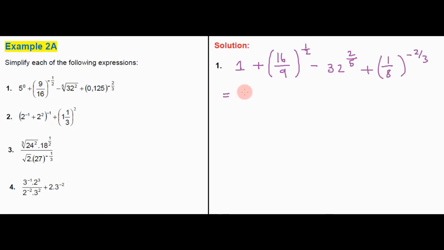So this is equal to 1 plus, now we can use prime factors of 16 and 9. 2 to the 4 gives us 16, and 3 squared gives us 9. This is all raised to the power of a half. Then, using prime factors of 32, it can be written as 2 to the power of 5, and this is all to the 2/5. We can invert an eighth, and the power becomes positive, so it's 8 to the positive 2 over 3.